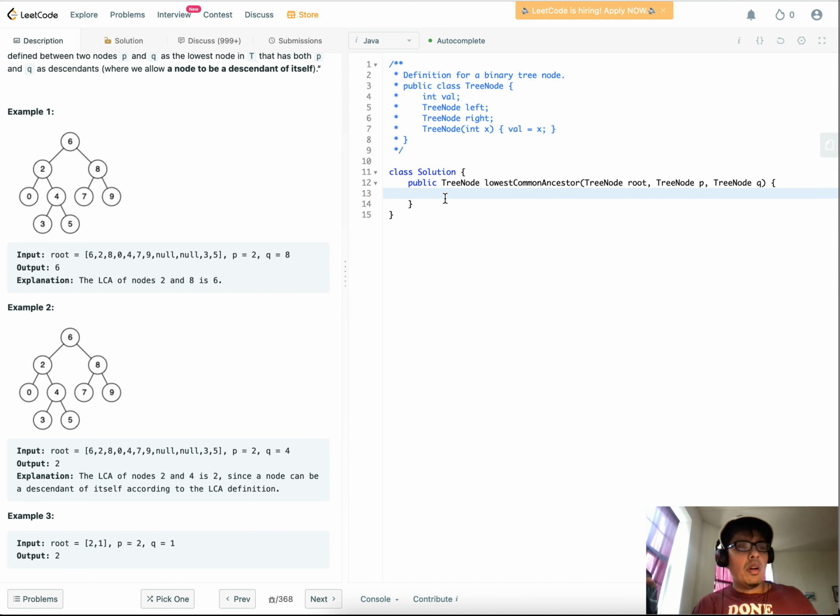So what are we looking for? When we say P and Q have to have a common ancestor, one has to be less than the root, and the other has to be greater than the root. So basically, we need to find a situation where either P is less than the root and Q is greater than the root, or Q is less than the root and P is greater than the root.